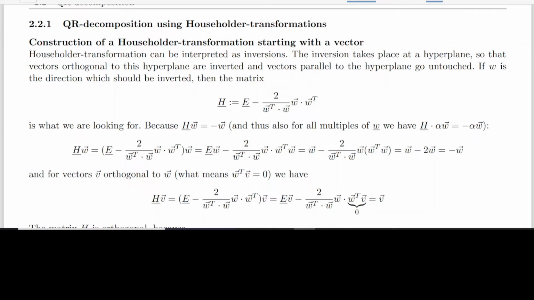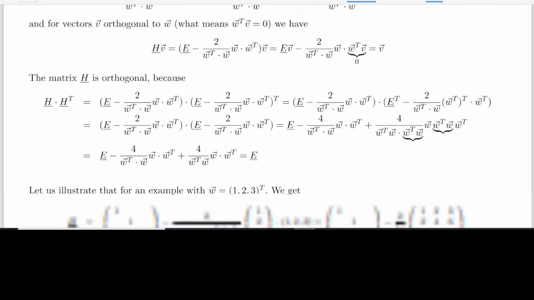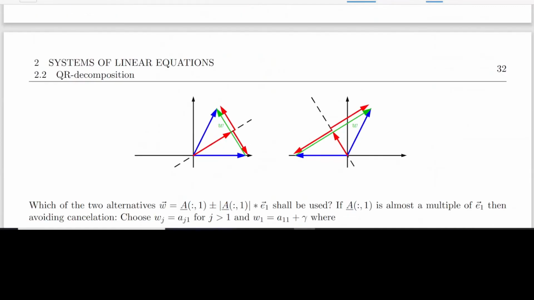Let's start with the QR decomposition using Householder transformations. Mr. Householder was a man living, I don't know, 200 years ago, and he pondered how he could do an orthogonal transformation to get zeros in the first column. And maybe we can start with that picture.